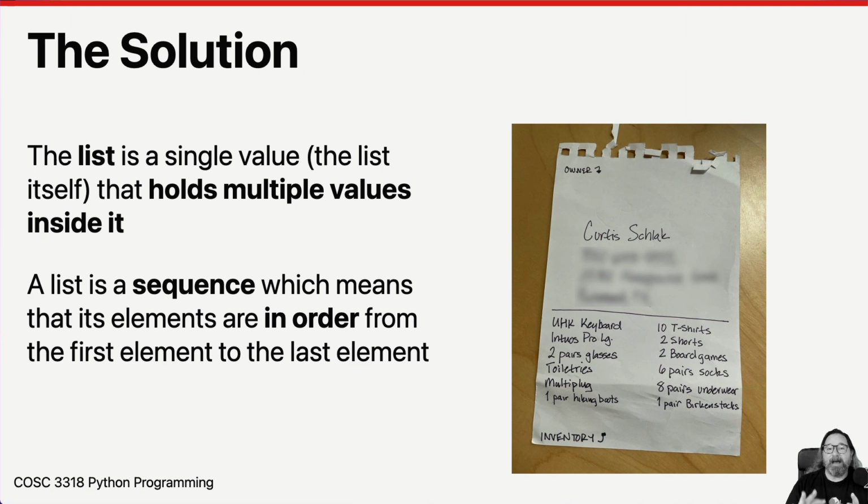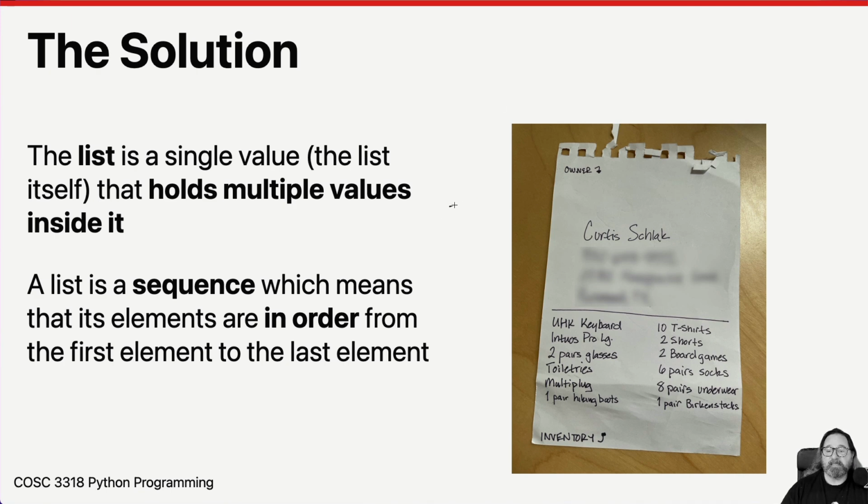So up until now, we know that variables only hold one value. And let me tell you, it's still true. A variable only holds one value. And if our variable is a list, it holds one list. And that list then can have many things inside it.